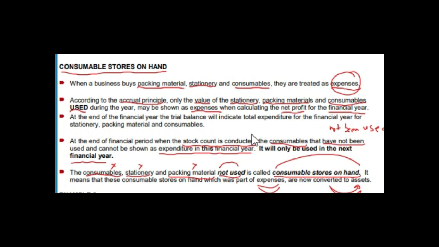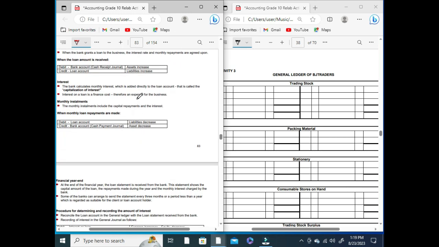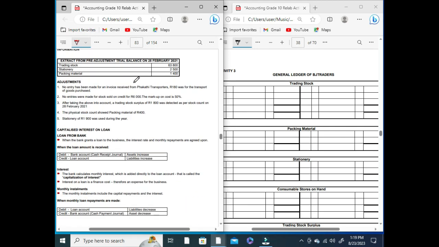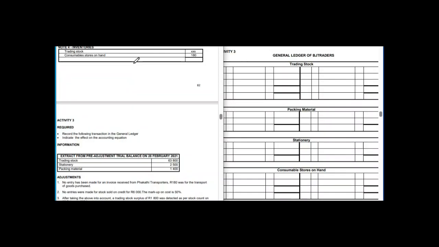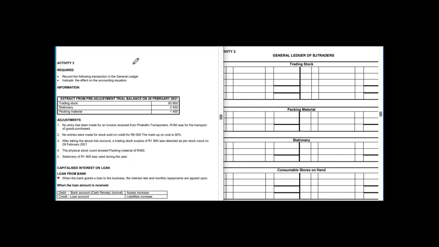So guys, let's take a look at the activity that is related to consumable stores on hand. So let's take a look at activity 3. I have activity 3 here with me, and I also have our answer sheet. So required: record the following transactions in the general ledger, and also indicate the effect on the accounting equation.